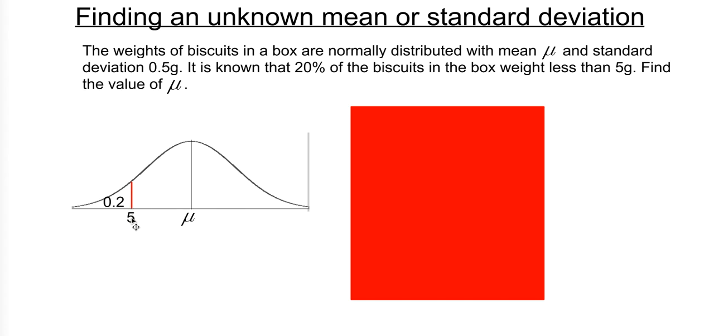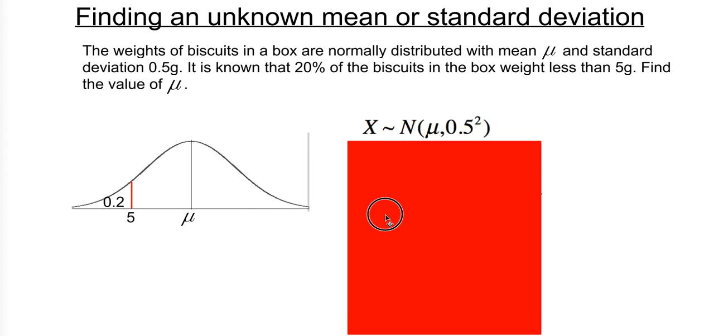So given that that's a probability of only 0.2, I know that 5 has to be below the mean, because if the 5 was over here, then the probability would have to be more than 0.5. The fact that the probability is only 0.2 tells me that 5 has to be on this left-hand side. So I've already got a bit of insight. I know that the mean is going to be something greater than 5. So I'll be able to gauge whether I've got an accurate answer or not a little bit from that.